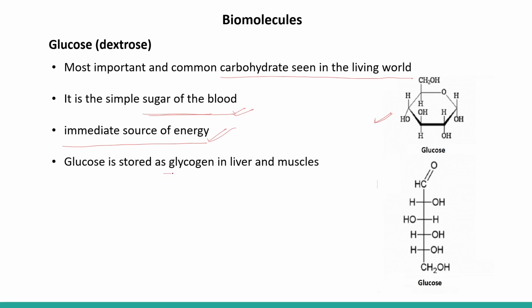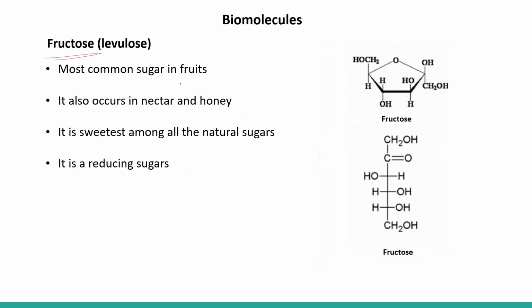Glucose is stored as glycogen in the liver and muscles. When extra glucose is present in the body, it is converted into glycogen. Which organs? Liver and muscles. Fructose is the most common sugar in fruits. So in fruits, the sweetness is due to fructose. It also occurs in nectar and honey. It is the sweetest among all the natural sugars, and it is a reducing sugar.